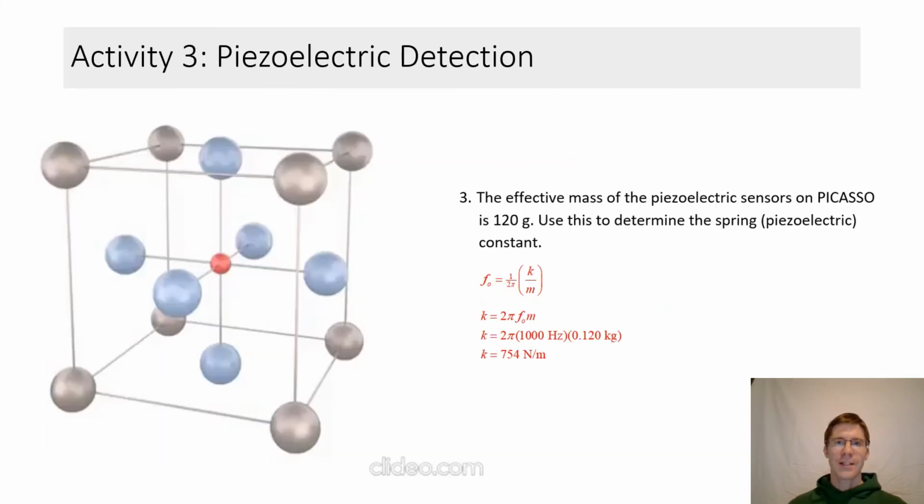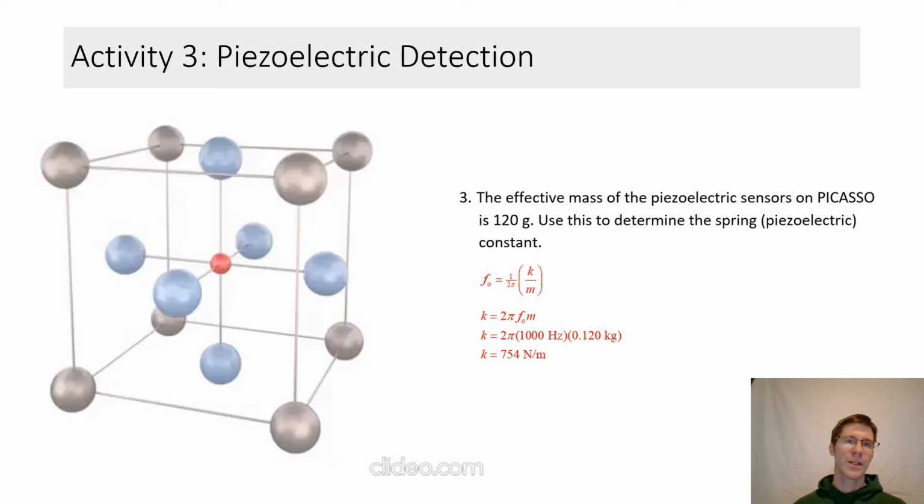The third activity we looked at deals with how the detector actually picks up the signal. This is using piezoelectric detection. Piezoelectric sensors vibrate when an acoustic signal hits them, and that vibration produces an electrical signal that we can measure. The piezoelectric crystals can actually be modeled fairly accurately as a vibrating spring. And so there's some good connections there to physics 20 and spring constants and simple harmonic motion.